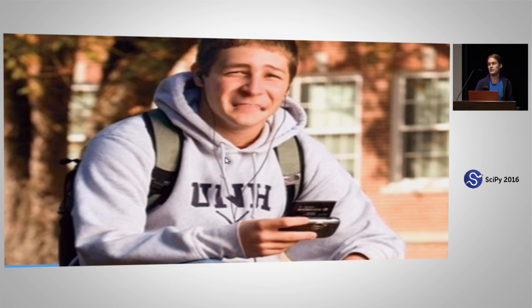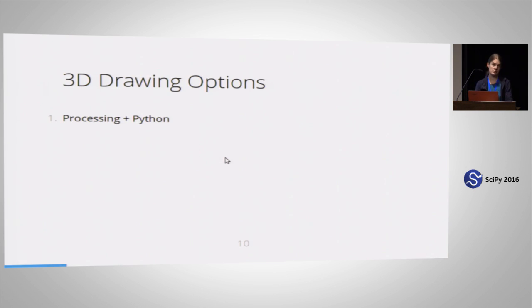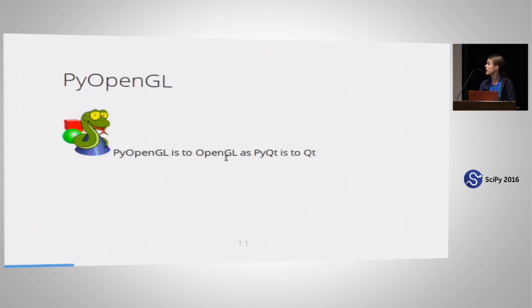But what he doesn't know is that processing's Python mode is really just a veneer of Python over a Java virtual machine, and therefore it does not have all of the other lovely Python packages he is used to. So he goes back to the drawing board, or back to Google, rather. And the next thing he comes up with is PyOpenGL. PyOpenGL is one of the projects that's a Python binding to OpenGL. It's kind of like what PyQt is to Qt.